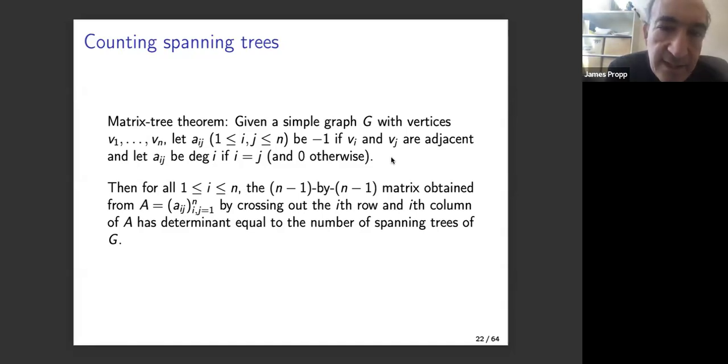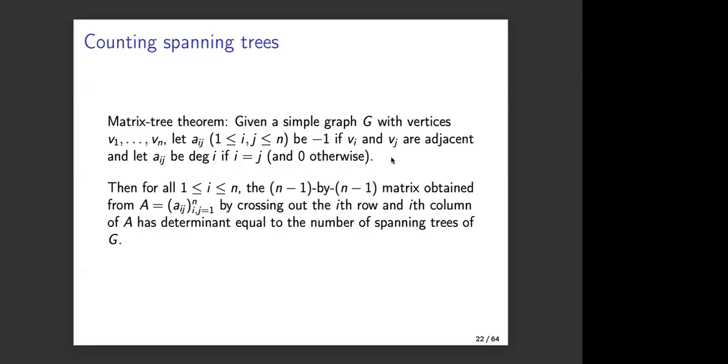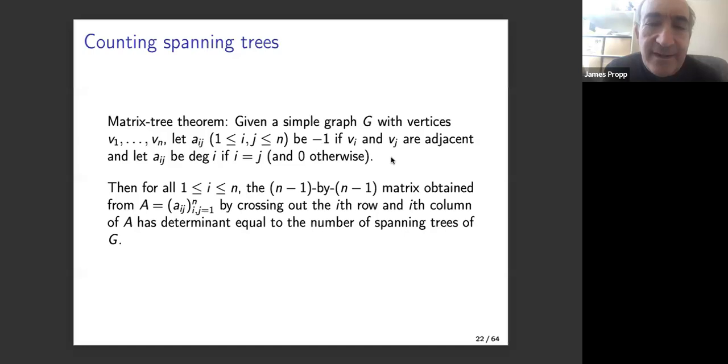Wait, there's a mistake there. Oh, no, that's not a mistake. If j equals i, we're looking at the diagonal entries. I think you mean 0 if i is not equal to j and vi and vj are not adjacent. Oh, yes. Yep, that's what I meant.